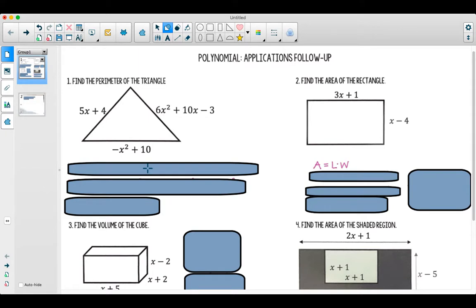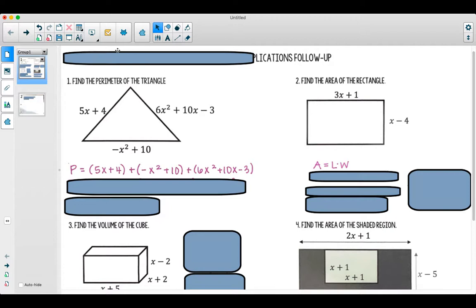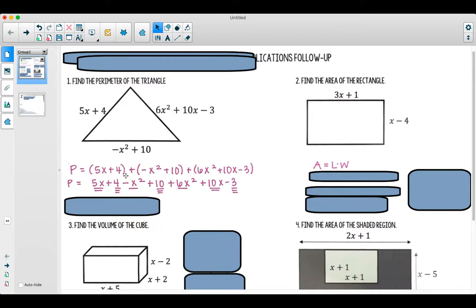So when we're trying to find the perimeter, all we need to do is add all the sides together. My first step was I took side 1, side 2, and side 3, and I want to add them all together. The next line that I did is I dropped the parentheses, and I want to figure out my like terms. Remember that like terms have the same variable and the same exponent. So I underlined once the negative x squared and the 6x squared. I underlined twice the 5x and the 10x, and then the constants of 4, 10, and negative 3 I underlined 3 times just to help me stay organized.